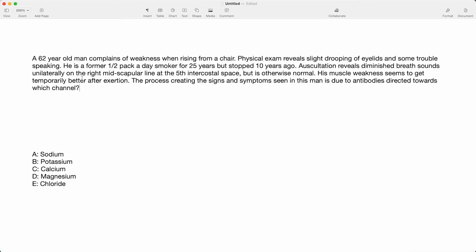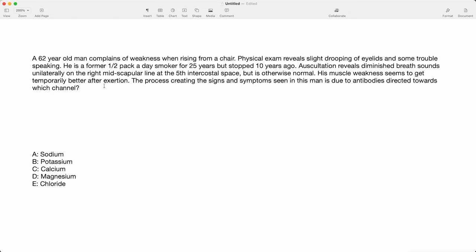His muscle weakness seems to get temporarily better after exertion. So this is an important sentence. If you were thinking about myasthenia gravis at the beginning, and generally the signs of myasthenia gravis get worse at the end of the day, this sentence kind of deters you from myasthenia gravis.